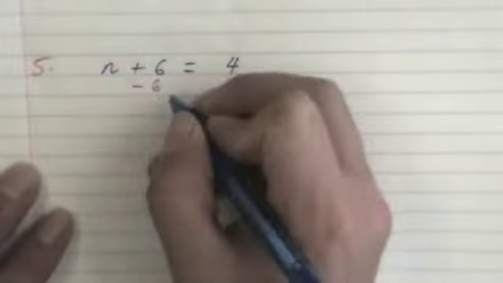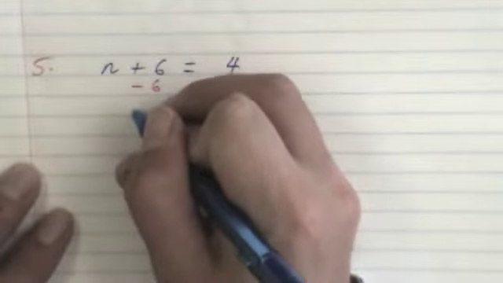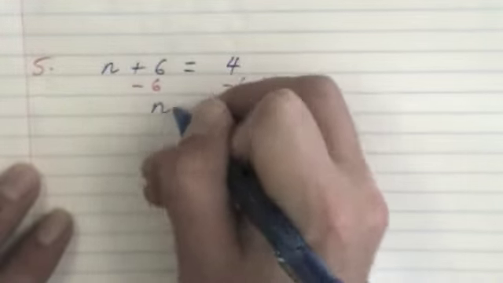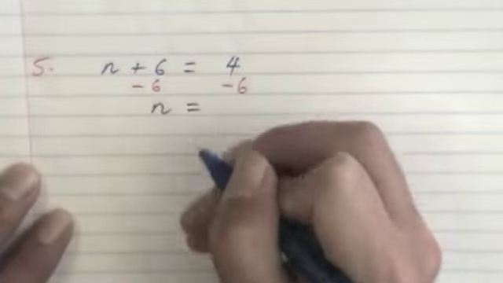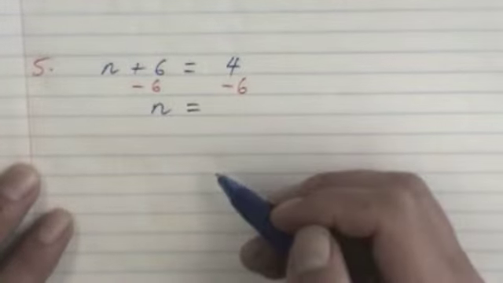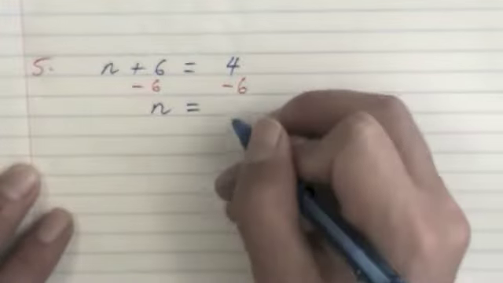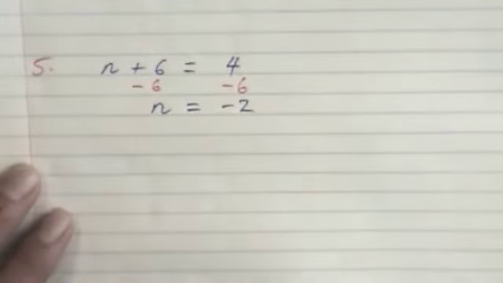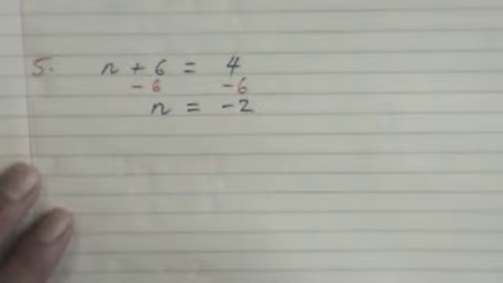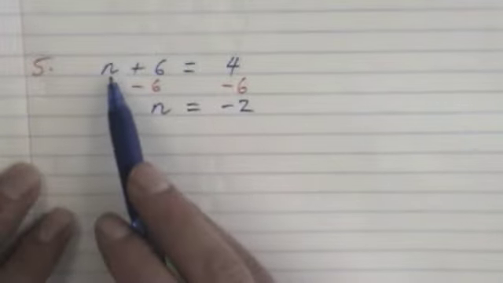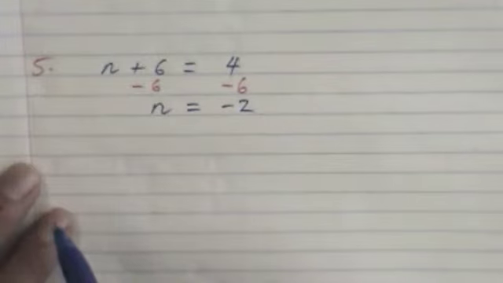Now let's work this out. N plus 6 take away 6 is just n. 4 take away 6 is negative 2. Okay? So if I'm at 4 and I take away 6, I end up at negative 2. So now n equals negative 2. Let's put this back into the original equation. Negative 2 plus 6 equals 4. Sounds right to me. Great.